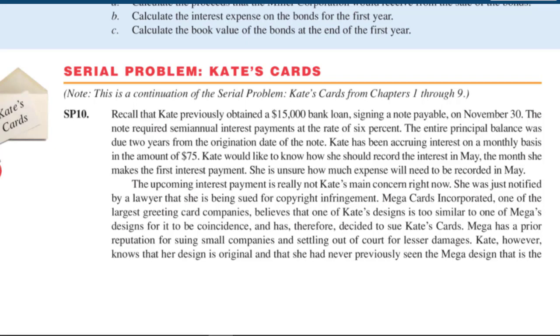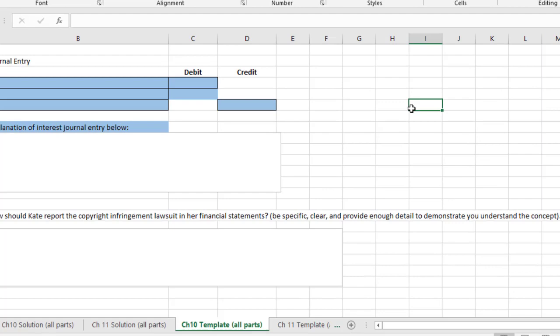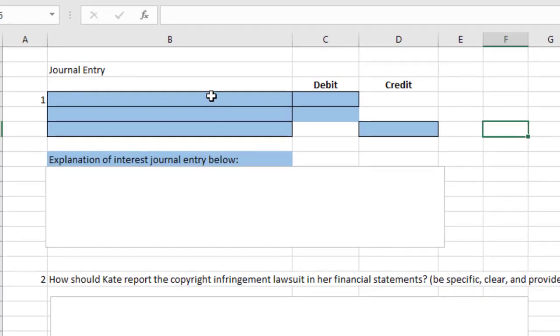Now the $75 in interest accrues, which means that even if she doesn't make any payment, she still has to expense that interest each month. So she's been expensing it, and then it's time for her to make a payment. She needs to make a payment of the $75 for each month that hasn't been paid. If we look at the template, you'll see that you have three lines. One line is the cash payment. That's the total amount that she's going to pay the bank.